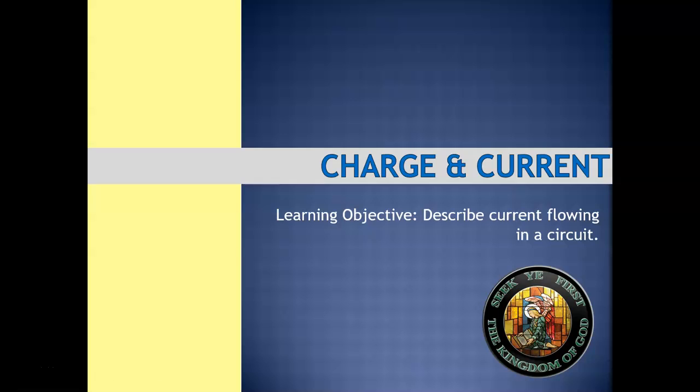Green here, taking you through Lesson 2 of the Year 10 Physics unit, and this is electricity. Focus stay on charge and current, and our learning objective is to describe the current flowing in a circuit. Please pause the video and write that down as your title for today's lesson.